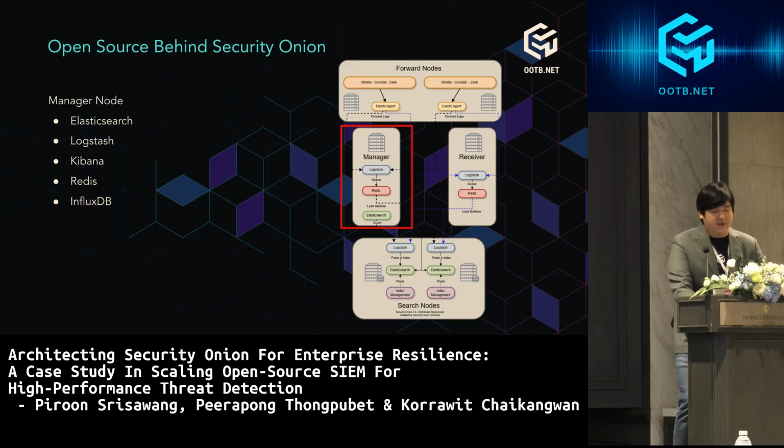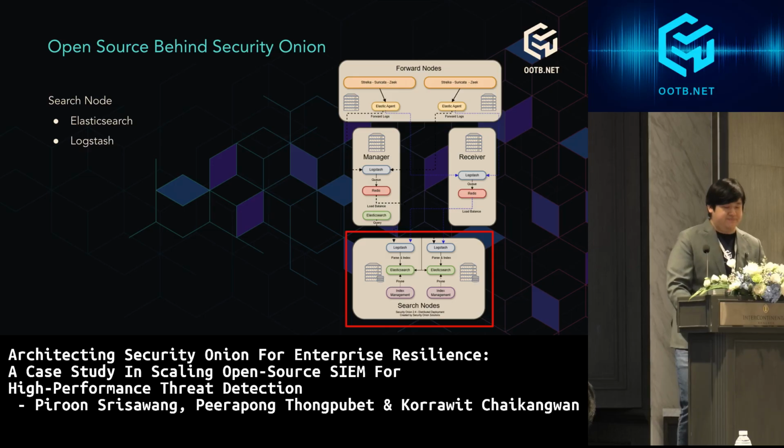Inside the manager, we have Elasticsearch for indexing and searching event data, Logstash as a pipeline to process and transform incoming logs, Kibana for dashboards and visualization, Redis, which acts like a message broker between services, and InfluxDB, which stores system health metrics. This is also the node where analysts log in to perform investigations, manage cases, and update rules or configuration that get pushed to the rest of the entire deployment.